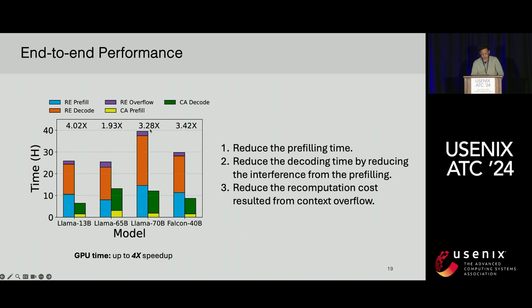For the context overflow, when the context overflow happens, the KV cache becomes invalidated, and there is some overflow cost. And CachedAttention can also reduce this overflow cost.